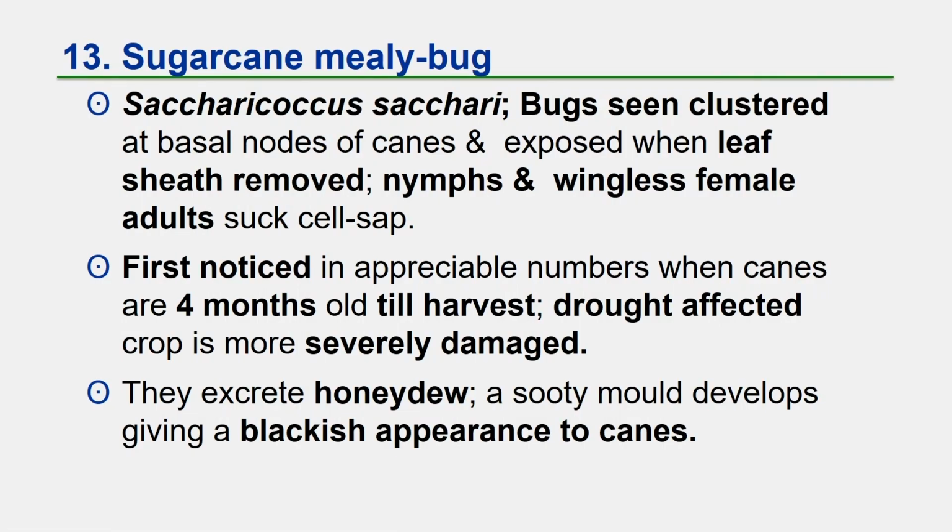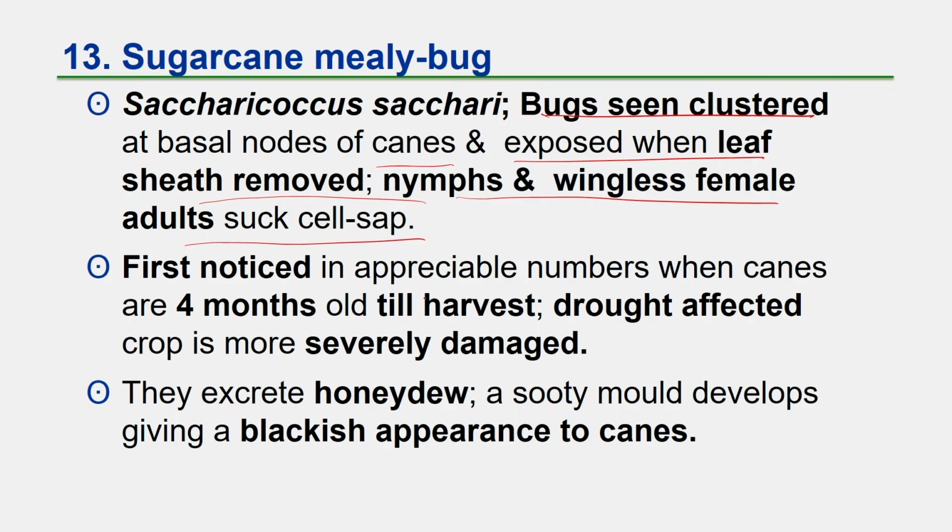Sugarcane mealybug. Saccharococcus sacchari is the scientific name. Bugs are seen clustered at basal nodes of canes and exposed when the leaf sheath is removed. Nymphs and wingless female adults suck the cell sap.